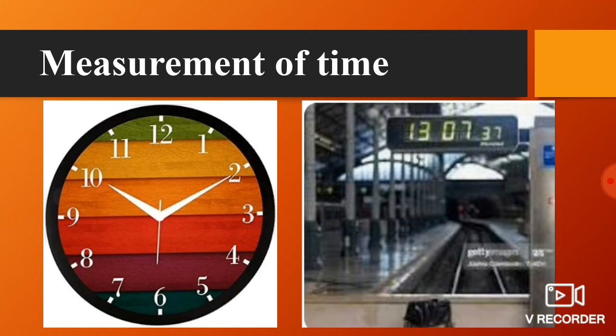After 12, it shows 1, 2, 3, 4. But in the 24-hour clock system, after 12 it is not represented by 1. It is represented by 13, 14, 15, 16 and so on up to 24. So it is known as the 24-hour clock system, and the first image is the 12-hour clock system. The 24-hour clock system is commonly used in railway stations.